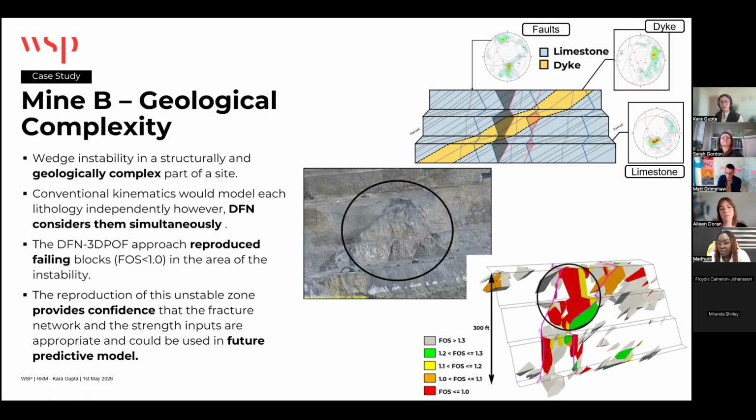Furthermore, if you use a DFN 3D probability of failure approach, it was shown to reproduce that failing block, as you'll see in the photo in the bottom here, which is very similar to the instability zone. So this reproduction of the unstable zone provides confidence that the fracture network and the strength inputs are appropriate and that it can be used for any predictive modeling, which is the ultimate goal.